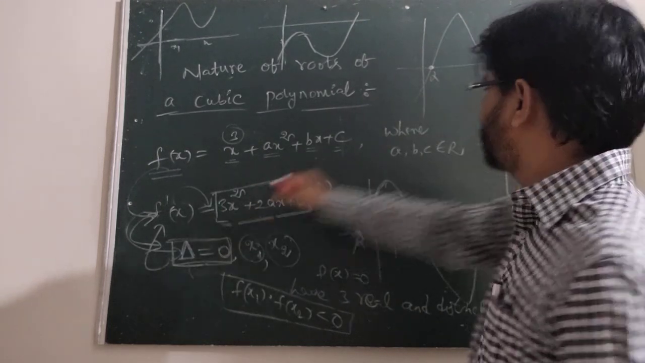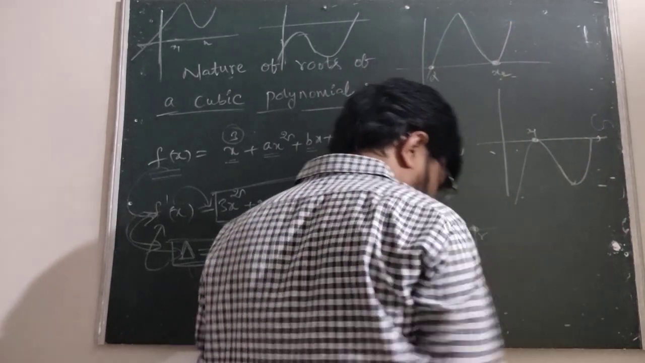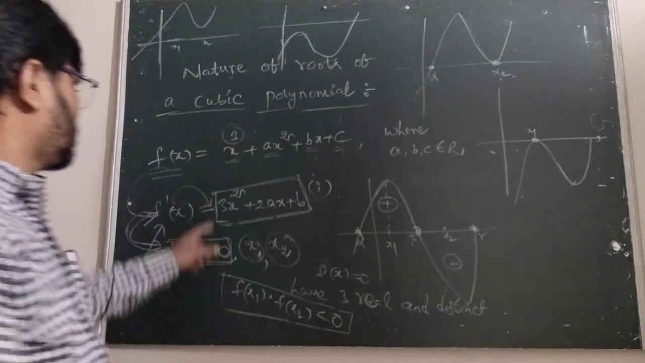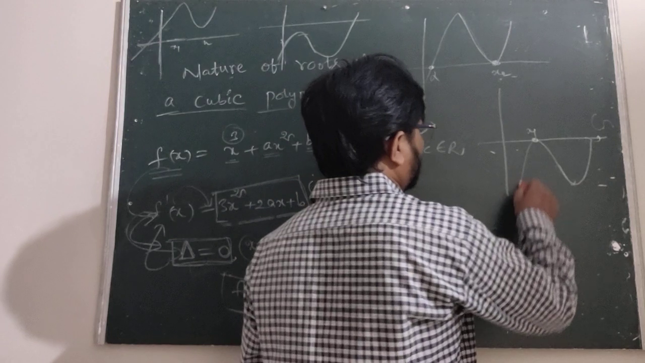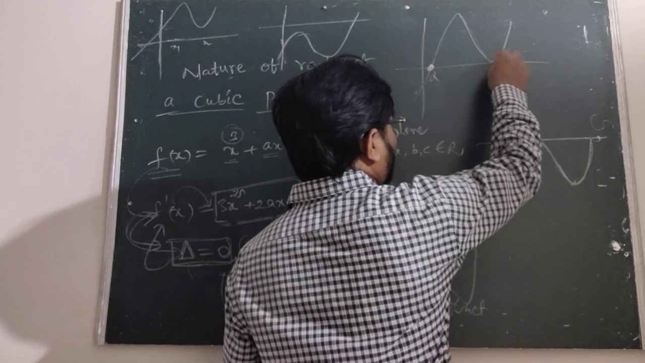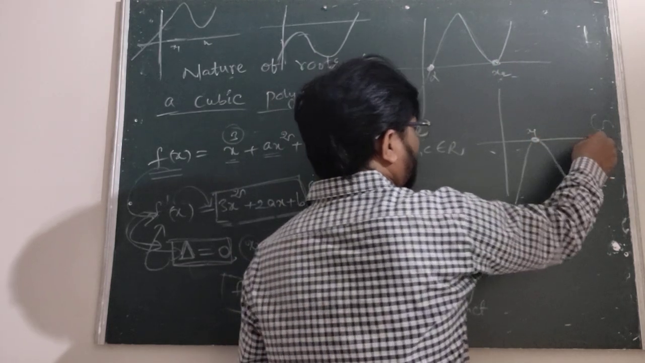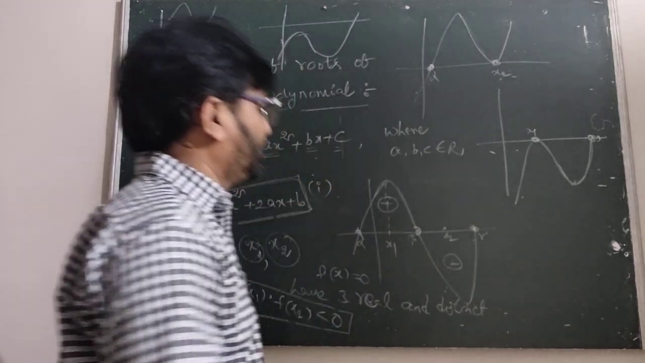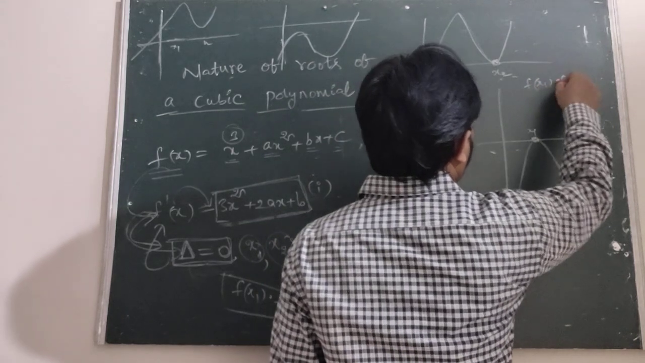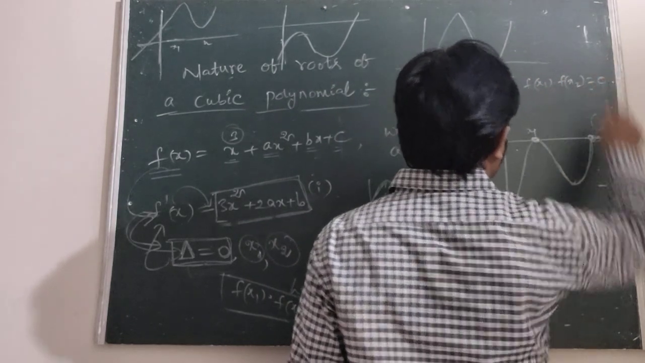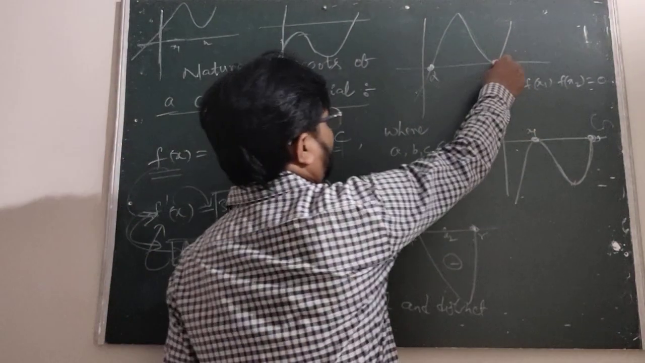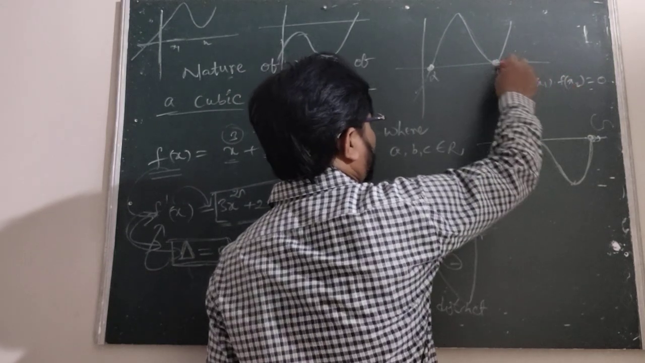When the coefficient of x square is positive, it completely lies above the x-axis. Suppose the x square coefficient is negative, undoubtedly this is the graph. Here it has one root. This is another root, but here two roots are equal. This is the third root. Now we can write f of x1 into f of x2 equal to 0. Undoubtedly x2 must be 0, so 0 into some value is 0.